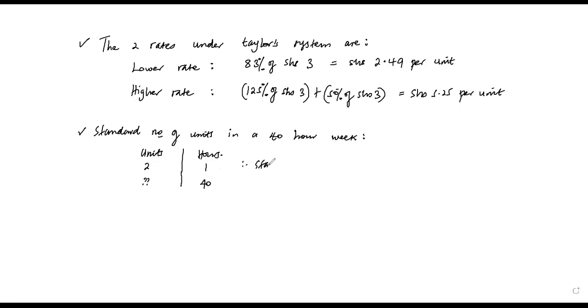So your standard number of units in a 40-hour week should be 2 times 40, giving us 80 units. So the standard number of units in a 40-hour week is 80 units. Now let's compute the earnings of these workers.